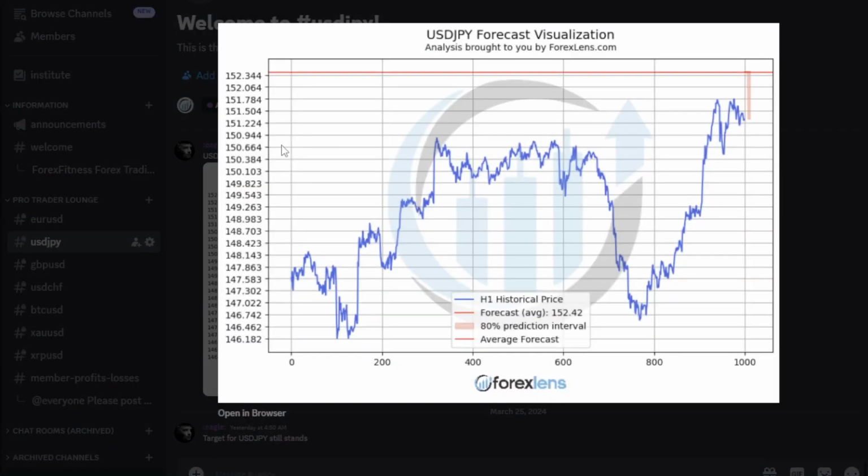For USD JPY, our target still stands at 152.42. It has been going a little bit sideways for the past little while. There were opportunities to trade in this zone from yesterday's 151. I believe price is somewhere in that area right now. But we'll talk about that later on. Just keep in mind, our target is here. That doesn't mean that you can't trade anywhere within this range, right?